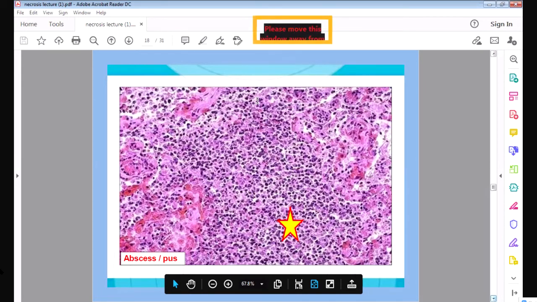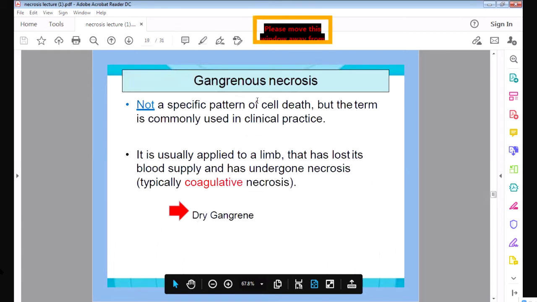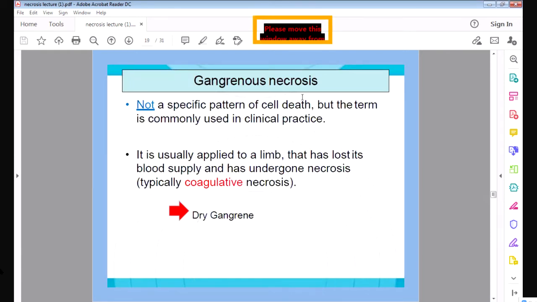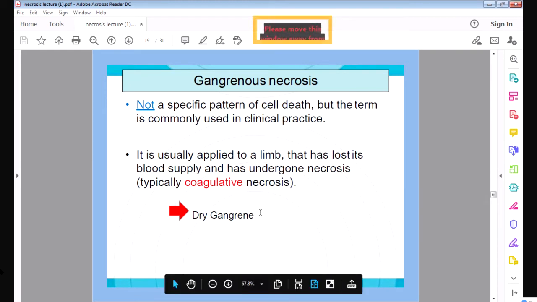Now gangrenous necrosis, the third type of necrosis. Gangrenous necrosis happens to the limb. Limb means the leg, especially in diabetes patients. When the blood supply to the leg decreases, that organ undergoes necrosis, and it is called gangrenous necrosis. Whenever there is coagulative necrosis, it is called dry gangrene, and whenever there is liquefactive necrosis, it is wet gangrene. So gangrenous necrosis is of two types. You should remember it is especially common in the leg.